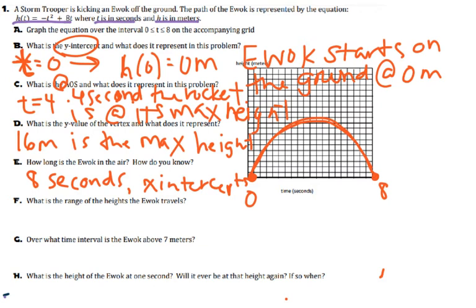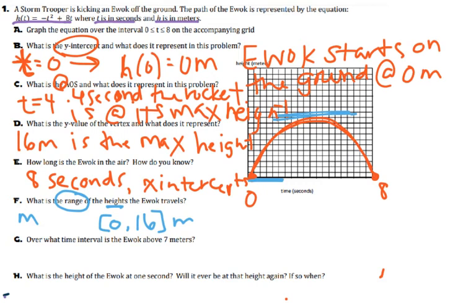Part F, what is the range of the height the Ewoks travel? So keyword here, range, which is talking about our y-axis, which is talking about meters. It also references heights right here. So this is asking you, what is the lowest height and what is the highest height? So thinking about our graph, the lowest the graph ever goes is 0. The highest the graph ever goes is going to be the y value of your vertex, which we got in part D, is going to be 16. We're going to use square brackets for both of those because both of those values are included in the range.